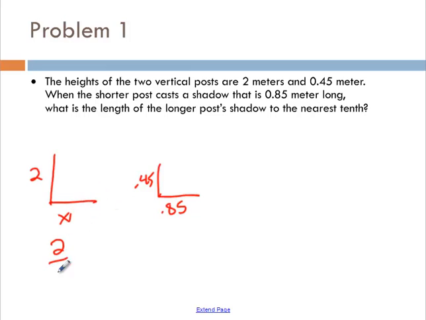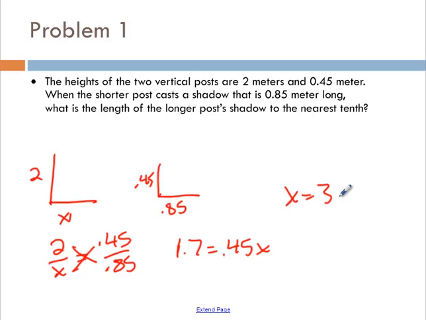We're going to set up a proportion: 2 over x equals 0.45 over 0.85. Keep in mind how I have them aligned. I have height over shadow and height over shadow. When we cross multiply, 0.85 times 2 is 1.7. So we have 1.7 equals 0.45x. And I'm going to divide by 0.45, and I get that x is 3.77 repeating feet.